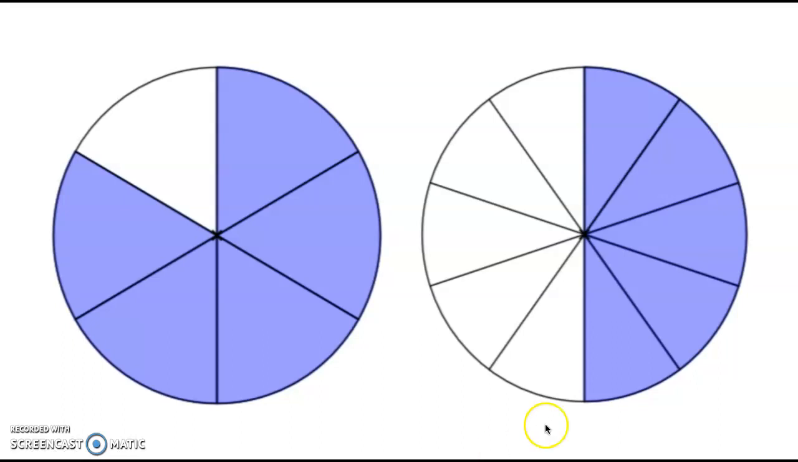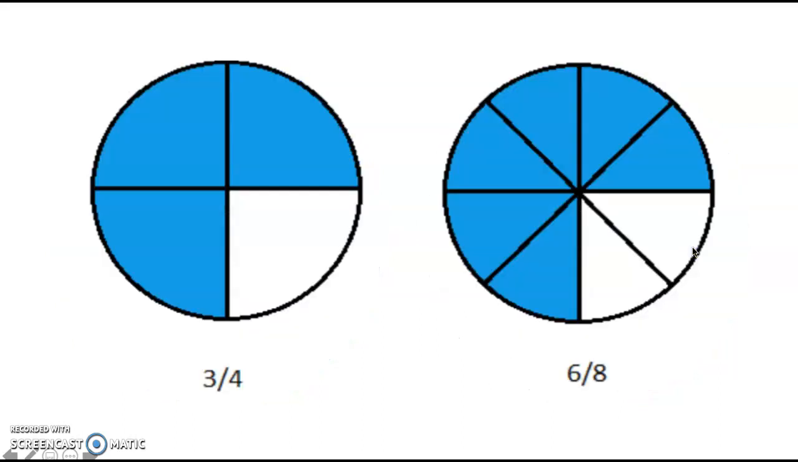No, they're not. And we can see visually that this clearly has more purple than this circle. How about these two circles? We have 3/4 here, and then we have 6/8. Is the shaded part equivalent in this circle and this circle? Yes, we can see that these are in fact equivalent.